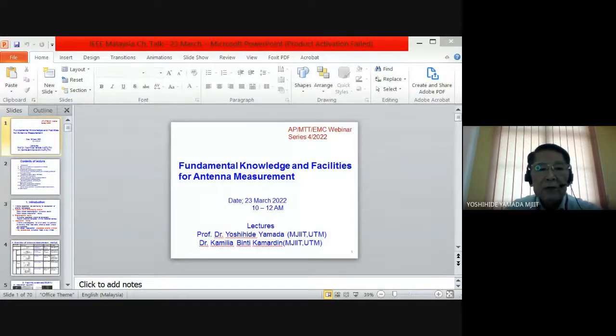So today's contents of lecture is shown here. First, introduction, and second, the overview of antenna measurement method, and facility overview. This time I will explain the antenna measurement facility of MJIIT.